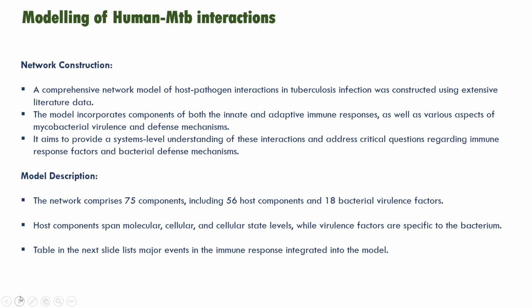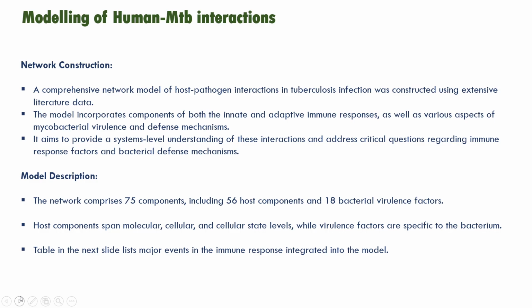The first step to modeling the human MTB interactions is to get the network. So how do you construct the network? You use literature data, a literature survey or review, and you check for how different pathways are studied, how they are interacting with the bacterial side of the pathways, and how they are influencing the human side of the genes as well. So this kind of information you need to find from extensive literature.